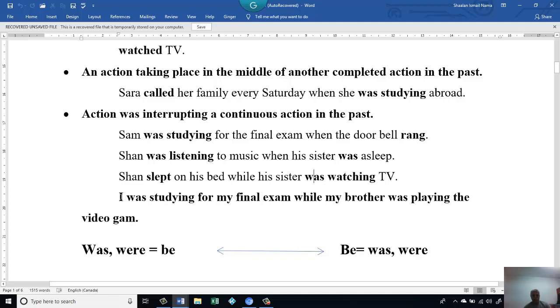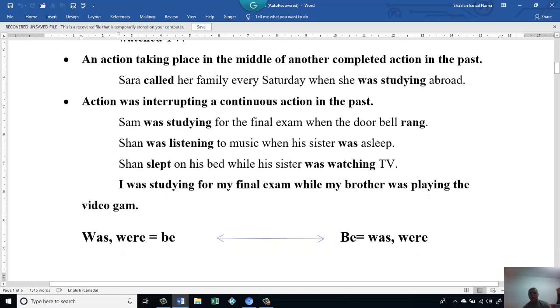For example, I was studying for the final exam. I mean, one action is continuing. Another action at the same time is also continuing. But maybe the time of one action could be longer than the other. While my brother was playing the video game. I mean, the two actions are continuing in the past.